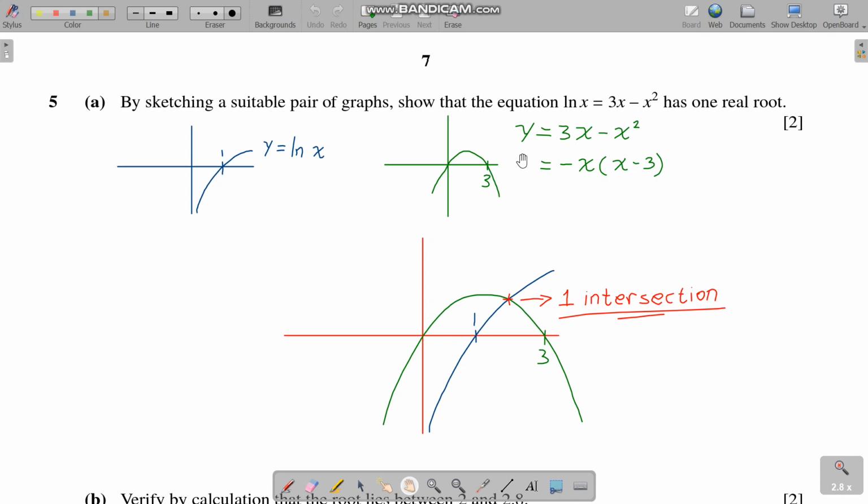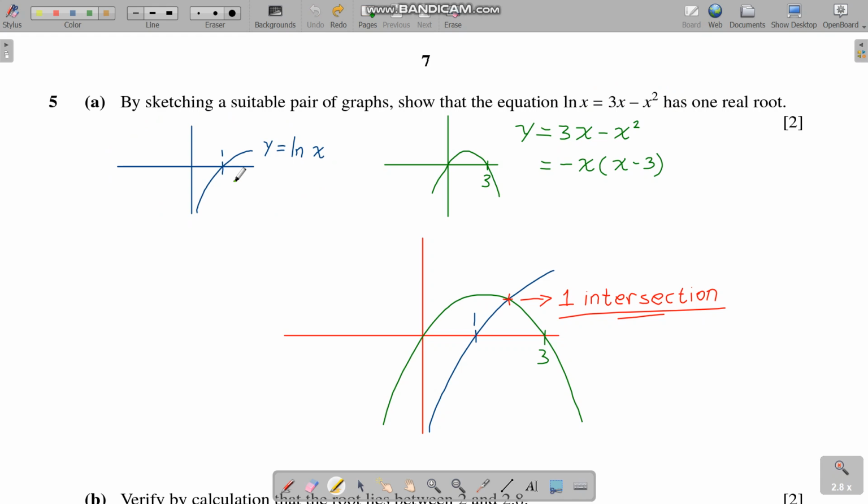The question is about logarithmic functions. By sketching a suitable pair of graphs, show that the equation ln x equals 3x minus x squared has one real root. So we have to sketch two graphs, the left hand side ln x and the right hand side 3x minus x squared. For ln x, this is the basic shape of an ln graph. We have to somehow know this or memorize this.